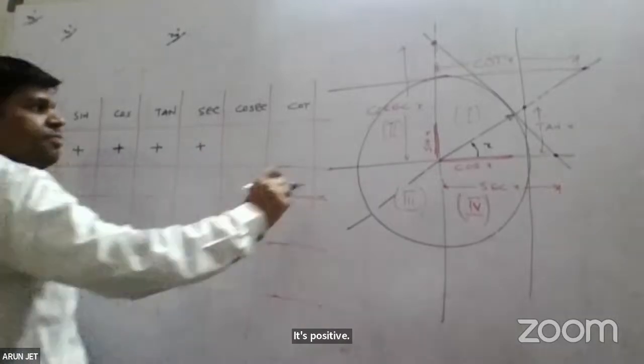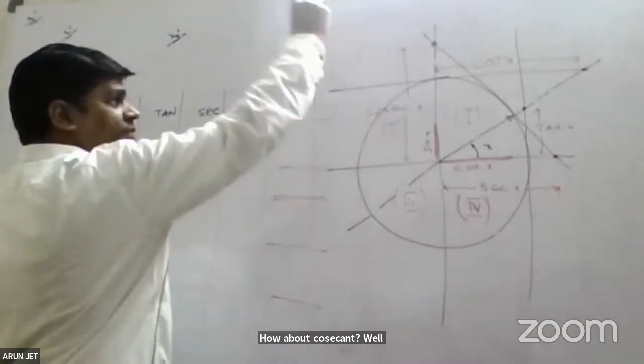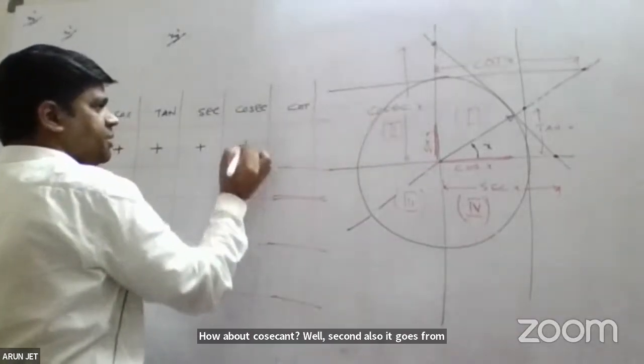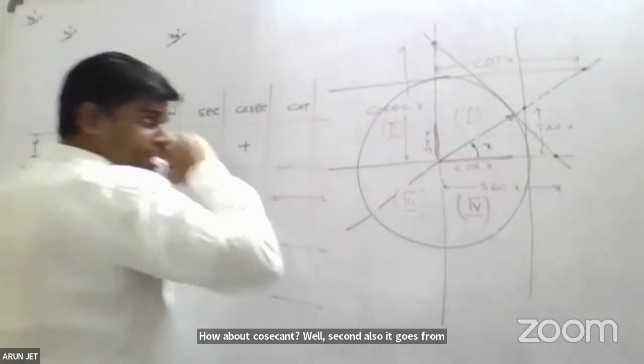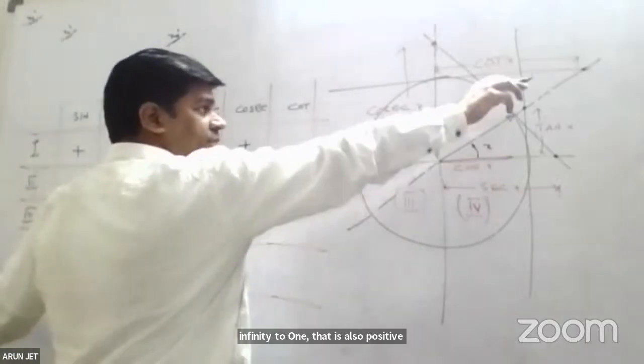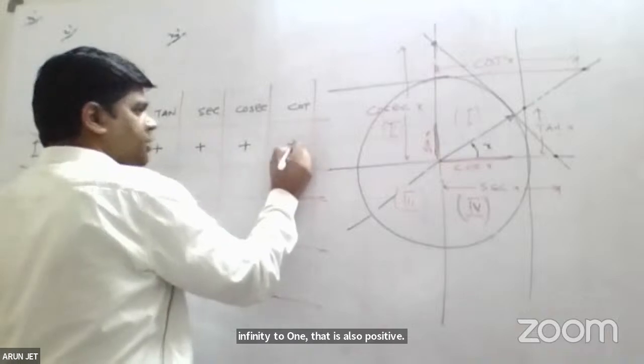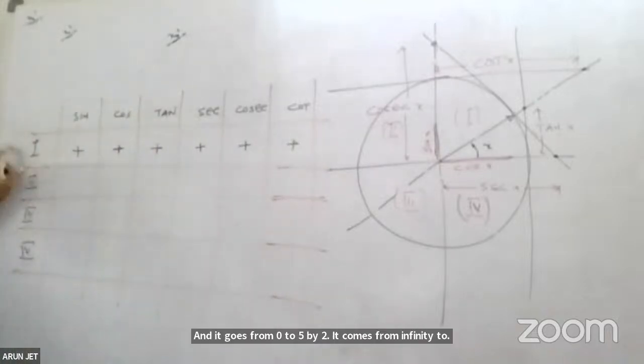How about cosecant? Cosecant also goes from infinity to 1. That is also positive. How about cot? When it goes from 0 to pi by 2, it comes from infinity to 0. That is also positive. So in the first quadrant, all are positive.